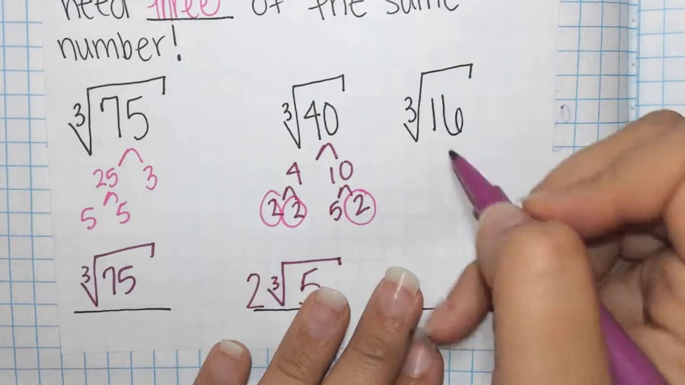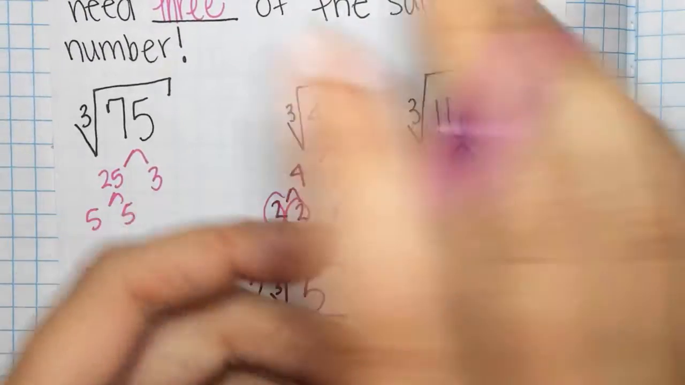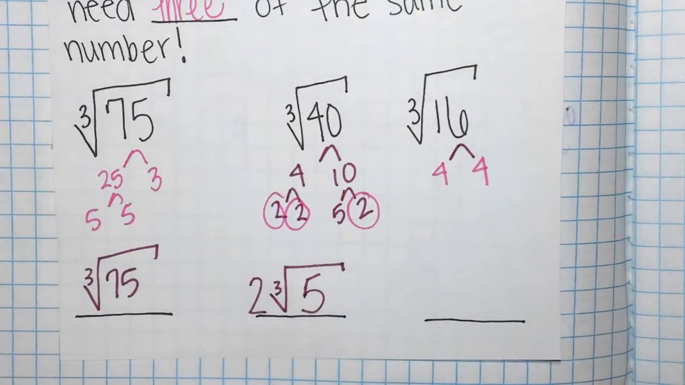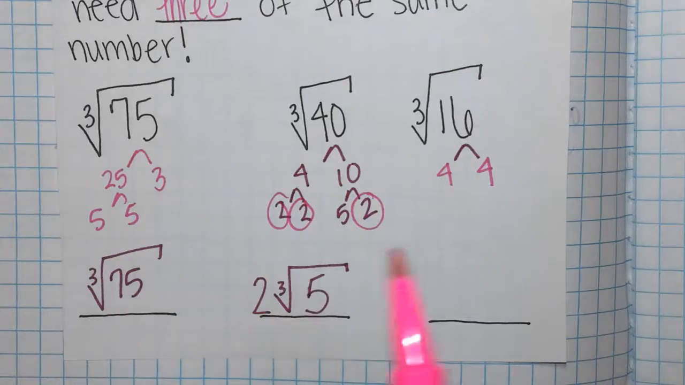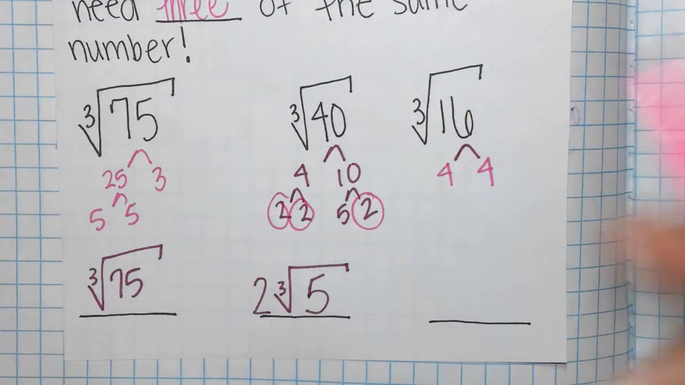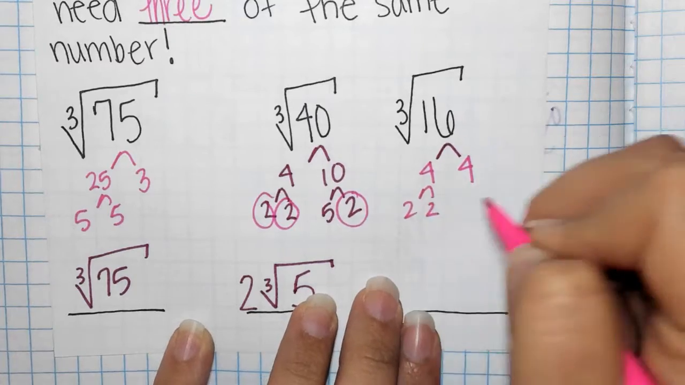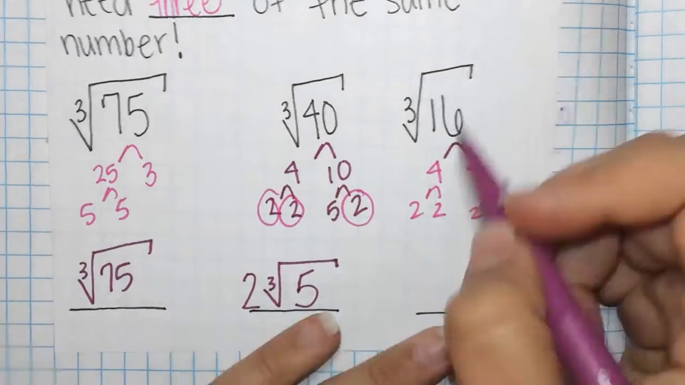All right, let's break 16 down. What number do we know without a doubt goes into 16? 4. All right, so you get 4 times what? 4. Now, how many of the same number do we need now? 3. Why? Because the index is 3. Awesome. What can I break 4 down into? 2. What can I break 4 down into over here? 2. Do we have 3 of the same number?